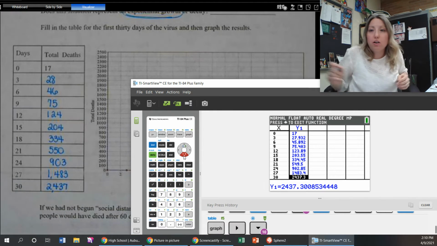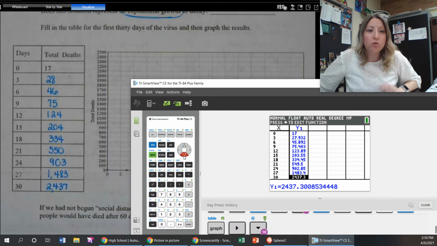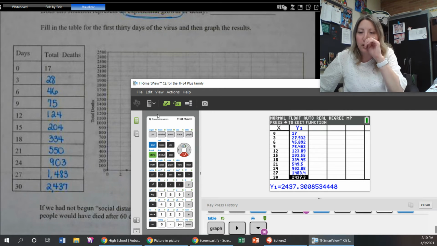We're going to get these on our graph in a sec, but I just want you to know, this is total deaths. I had said that incorrectly. I had said it per day.